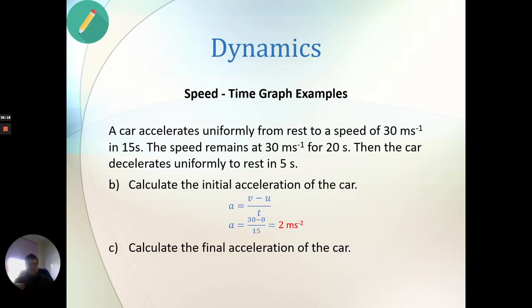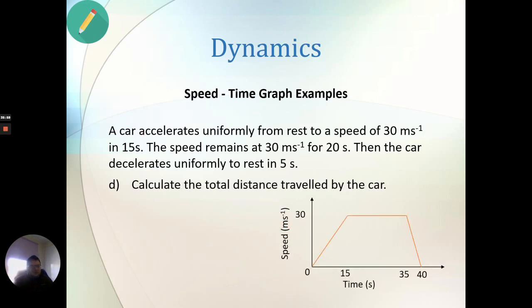And then there's the final acceleration of the car, which was actually when it came to a stop, so v is 0 this time. The initial speed is 30 and it only took 5 seconds to stop. So again, a equals v minus u over t. a equals 0 minus 30 divided by 5, and that gives us minus 6 meters per second squared. Now, both of these questions would normally be worth 3 marks each. One formula, one for the substitution, and one for the final answer with the unit.